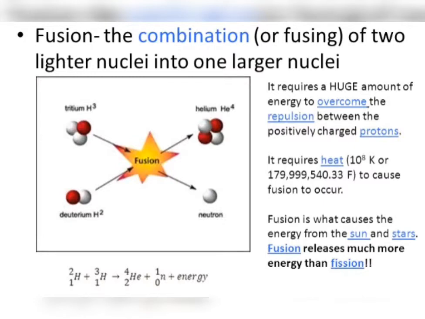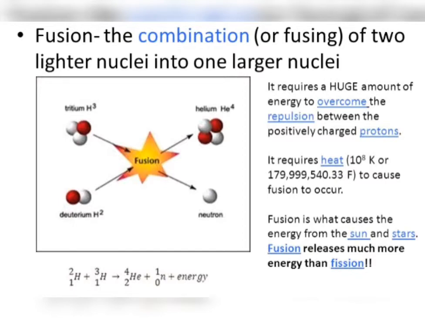Fusion. Fusion is the combination, or fusing, of two lighter nuclei into one larger nucleus. It requires a huge amount of energy to overcome the repulsion between the positively charged protons. It requires heat of 10 to the power of 8 Kelvin to cause fusion to occur. Fusion is what causes the energy from the sun and stars.